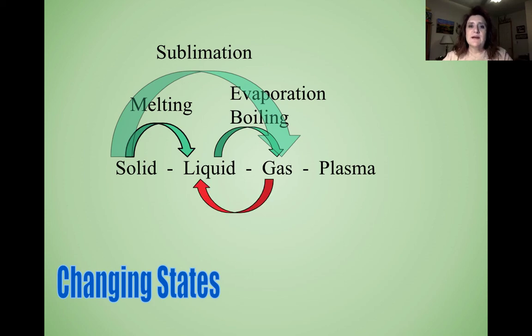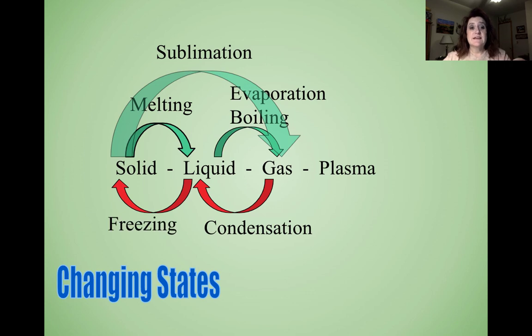Going the other direction, decreasing the temperature, from a gas to a liquid is condensation. From a liquid to a solid is called freezing. And there is nothing that we know of generally that goes from a gas directly to a solid. Plasma, though, is simply a superheated gas. That's how we're going to define it.